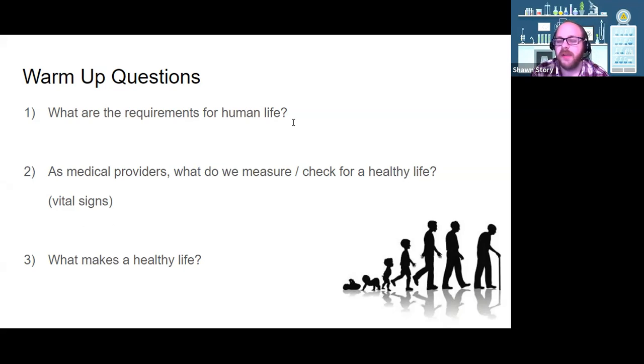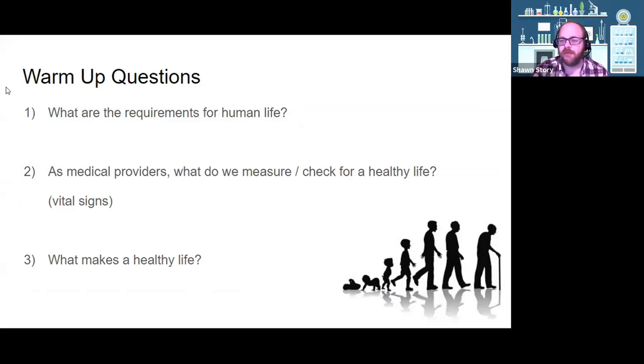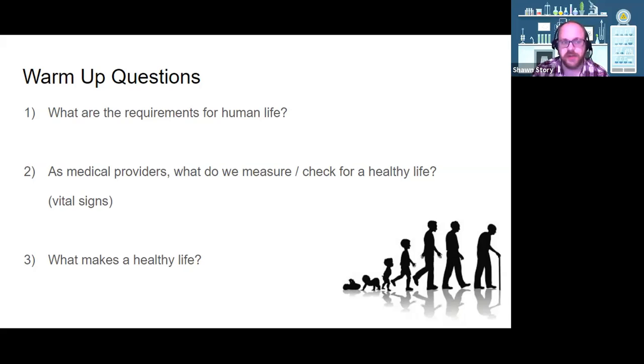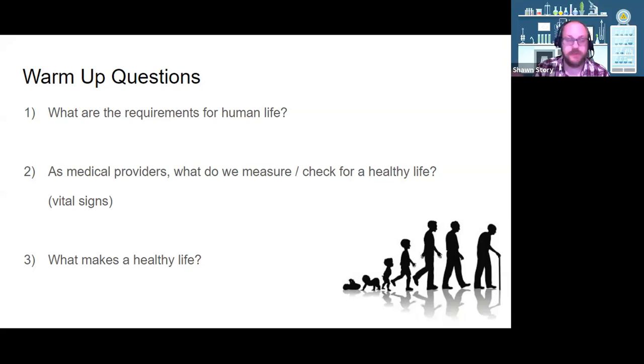So as a group, let's look at some of these questions. First one, what are the requirements of human life? What were some of the things we talked about? Clean water. Food. Access to clean drinking water, food. Good people to interact with. Yes, environment, good people to interact with.